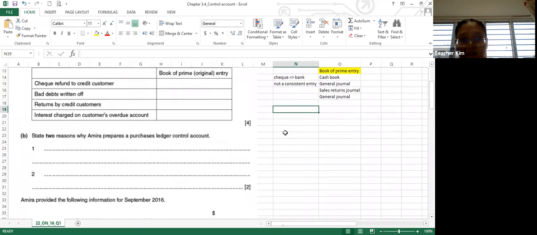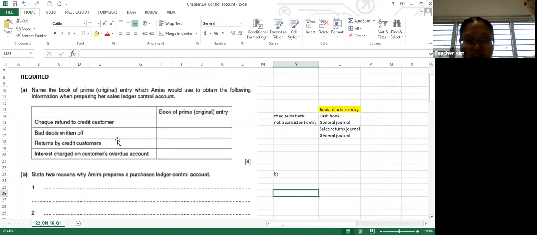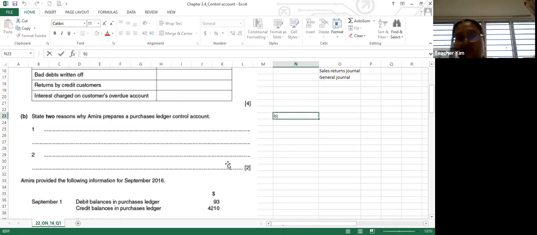Okay, so for B, state two reasons why Amira prepared a purchases ledger control account. Be careful. Earlier they talked about sales ledger control, but here they talk about the purchases ledger control. So some of the points can be used, and some you must be careful with when you answer. This one is related to the supplier.